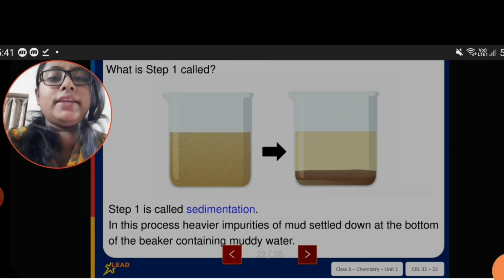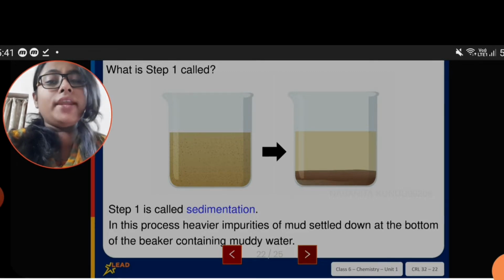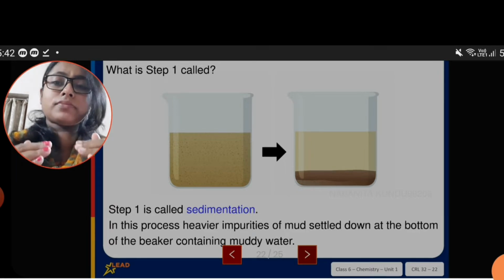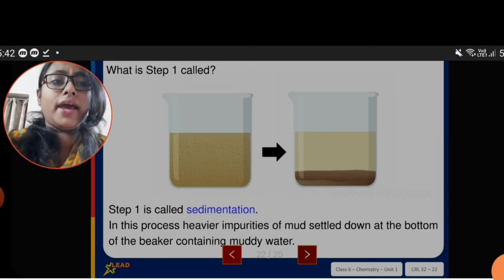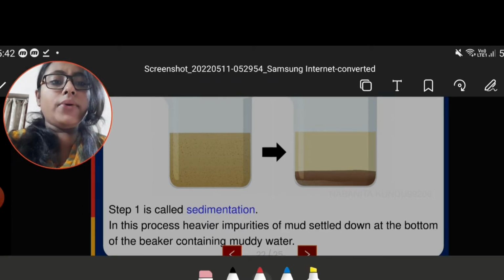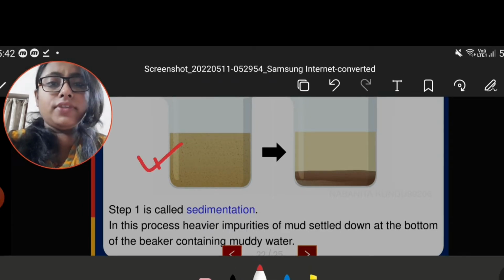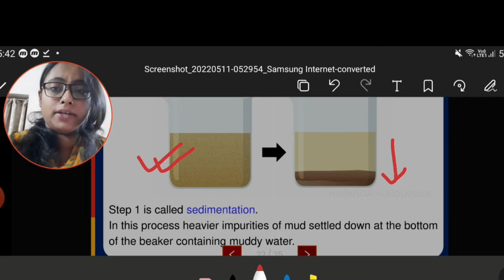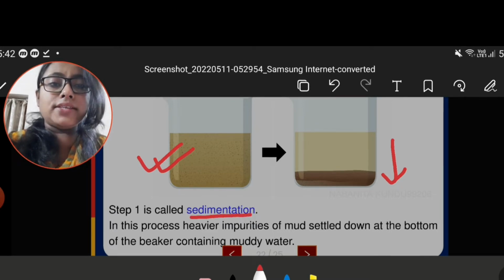Okay, so here it is showing that step 1 is called sedimentation. That means whenever you mix mud inside water, the mud or clay particles will automatically settle down at the bottom of the glass or beaker, as shown in the figure. So this is called sedimentation. If you give mud and water, the mud will be sedimented, that means settle down at the bottom of the beaker. So it is known as sedimentation.